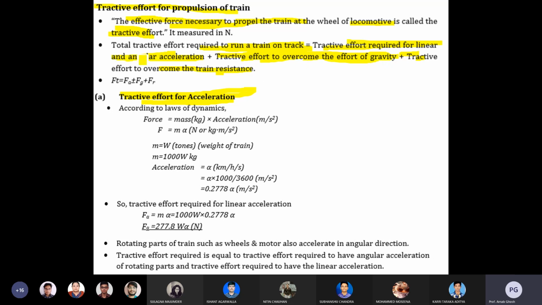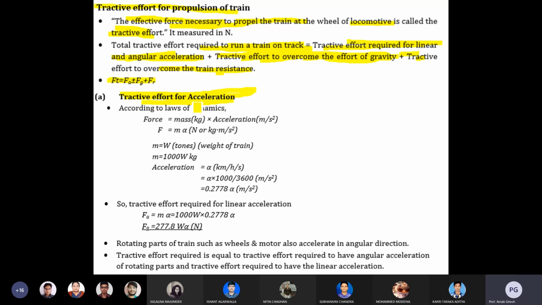And the final, most important thing is how you accelerate your train, your locomotive, with linear and angular acceleration. So Ft, the tractive effort, equals Fa plus or minus Fg plus Fi. Why plus or minus? There are two conditions, inclined up or inclined down. That's why plus or minus Fg is there.